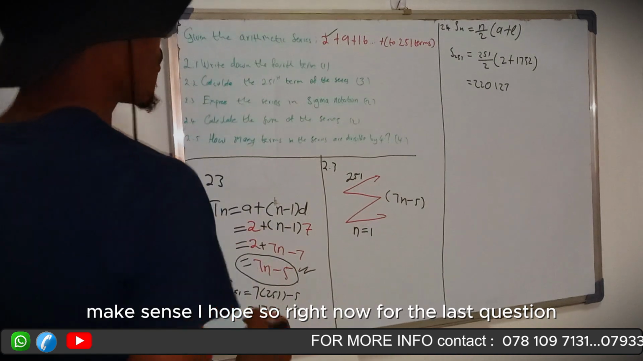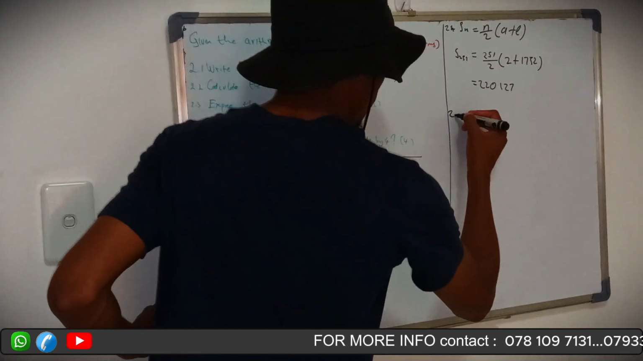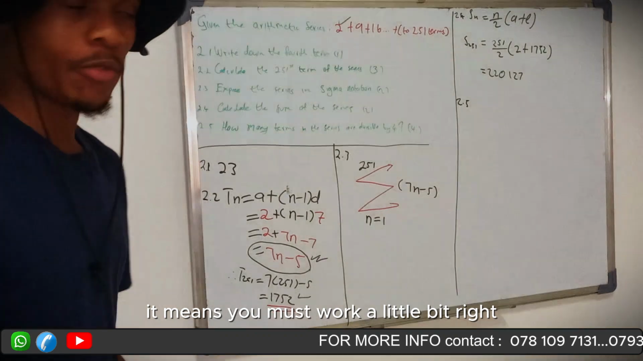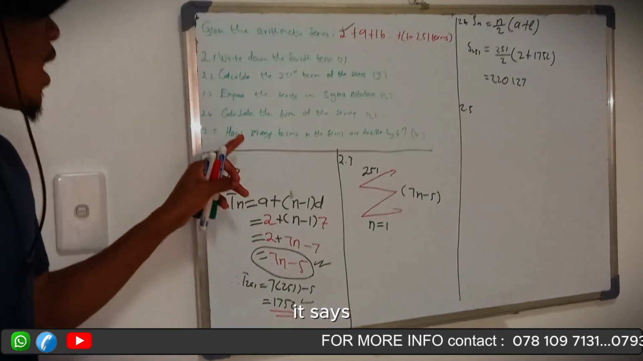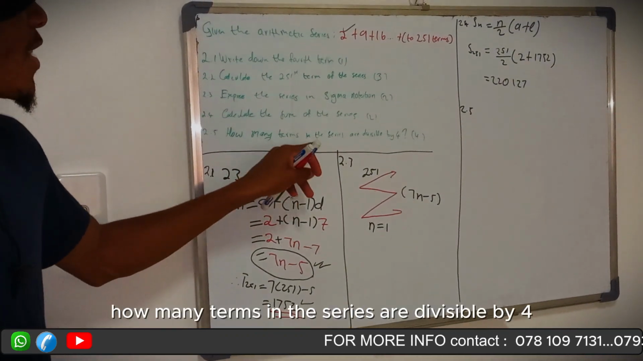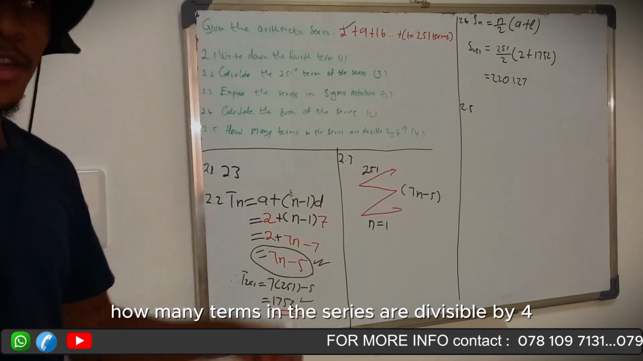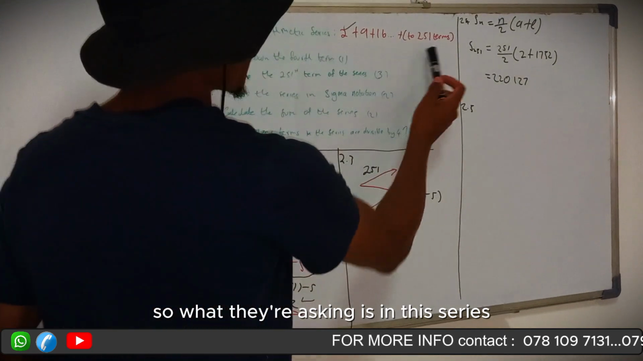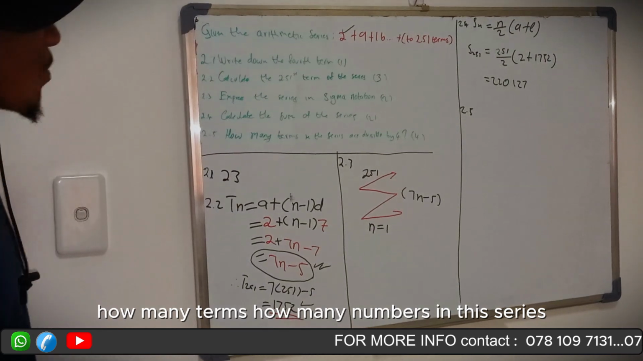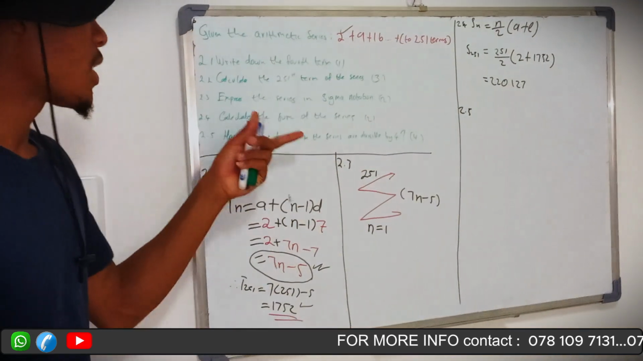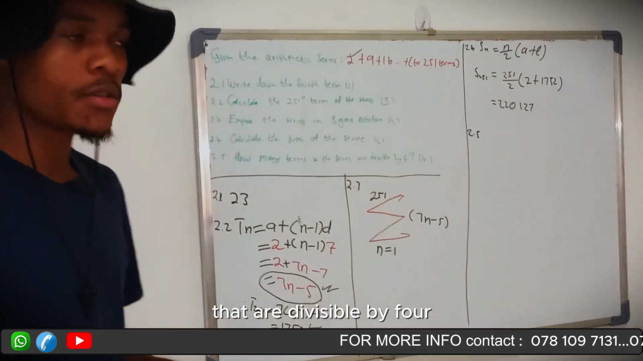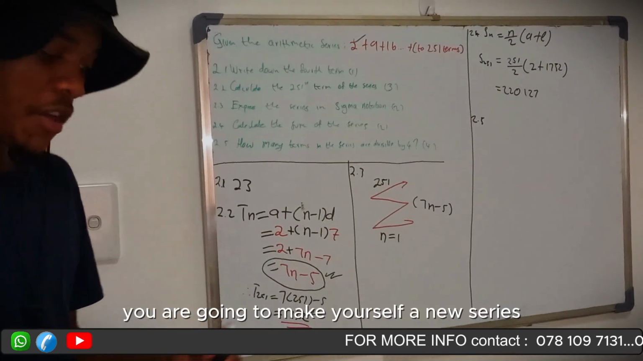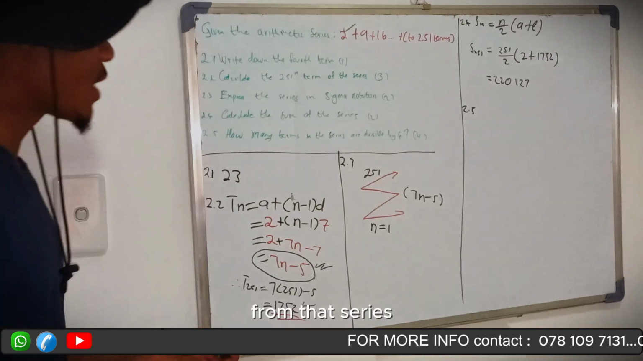Right. Now for the last question. This is worth 4 marks. It means you must work a little bit. It says, how many terms in the series are divisible by 4? So what they're asking is, in this series, how many numbers are divisible by 4? So what you're going to do is make yourself a new series from that series.